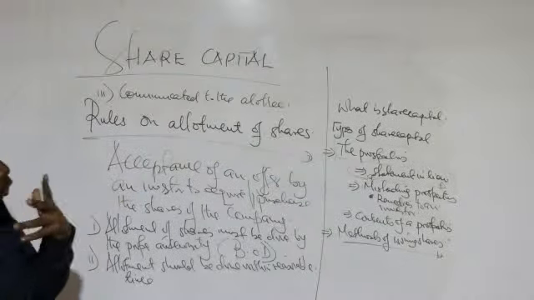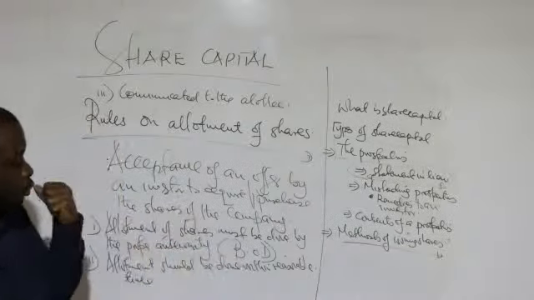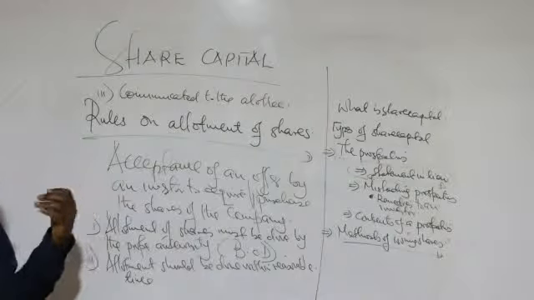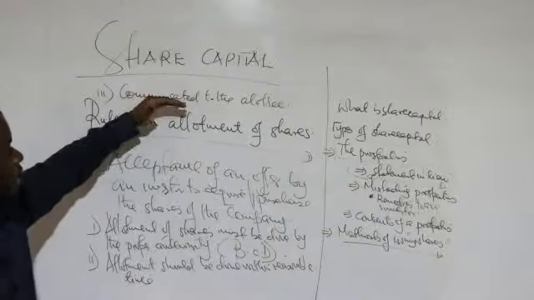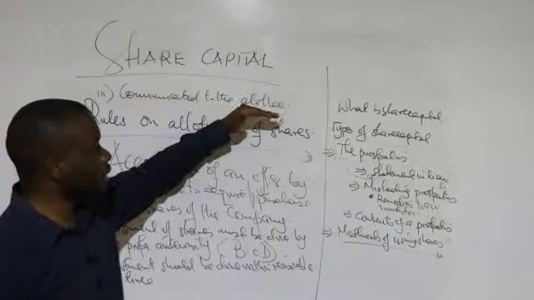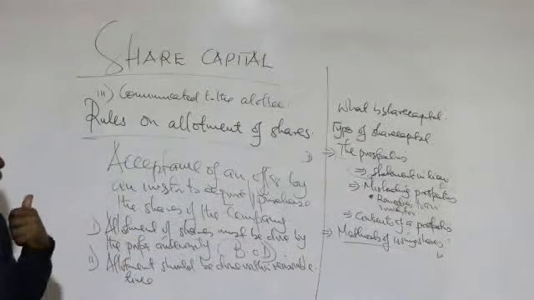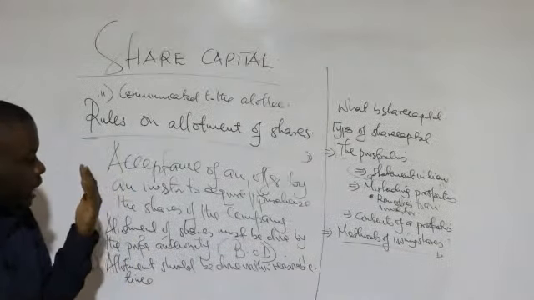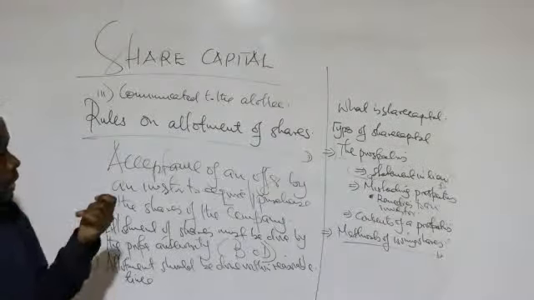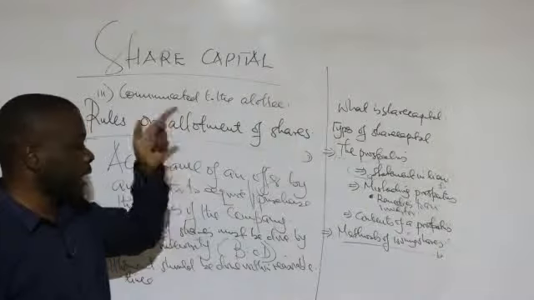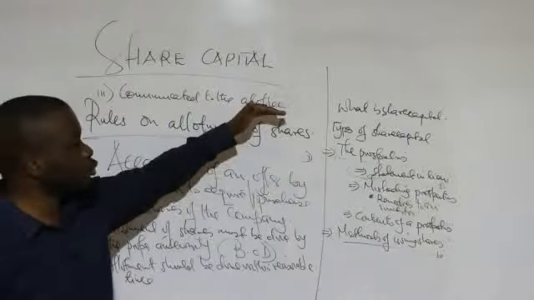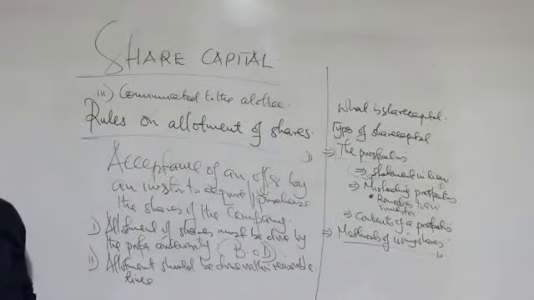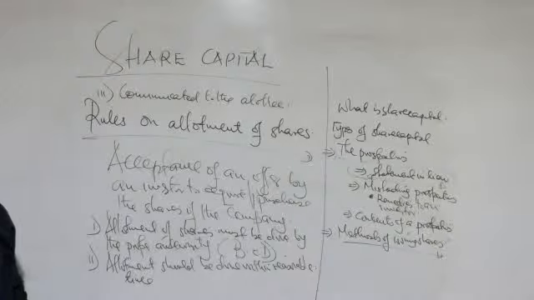If they allot you the shares and don't communicate, then you as an investor won't be able to know whether your application has been approved. So that communication is very key. They communicate to you the number of shares they have allotted you. That's when the agreement between the company and you as an investor with regard to the shares is complete and legally binding. It will only be legally binding if they communicate to you the number of shares they have allotted you.